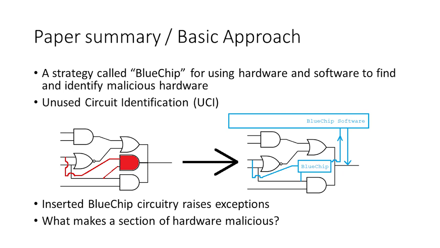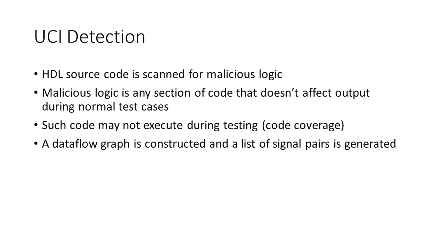So what makes a section of hardware malicious? Well, ultimately, it's any section of hardware that does not have an effect on the output given the normal expected test inputs that are used during design verification. It's important to note that just because the section of circuitry does not affect the output during the test inputs, that doesn't mean the section of circuitry is malicious. So Blue Chip, while being aggressive in its approach to finding potentially malicious sections of hardware, also provides a means to allow proper operation of the circuit during design testing and verification. When scanning the hardware description source code for malicious logic, like I said earlier, any section of code that doesn't affect the output during the test cases is considered malicious.